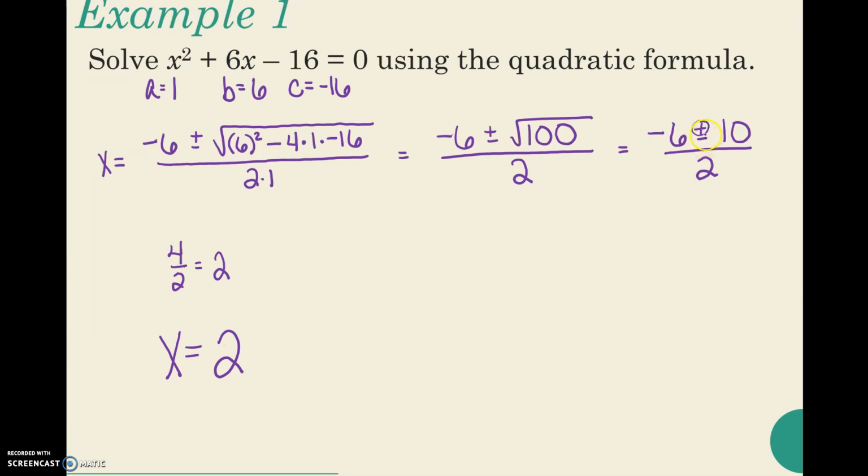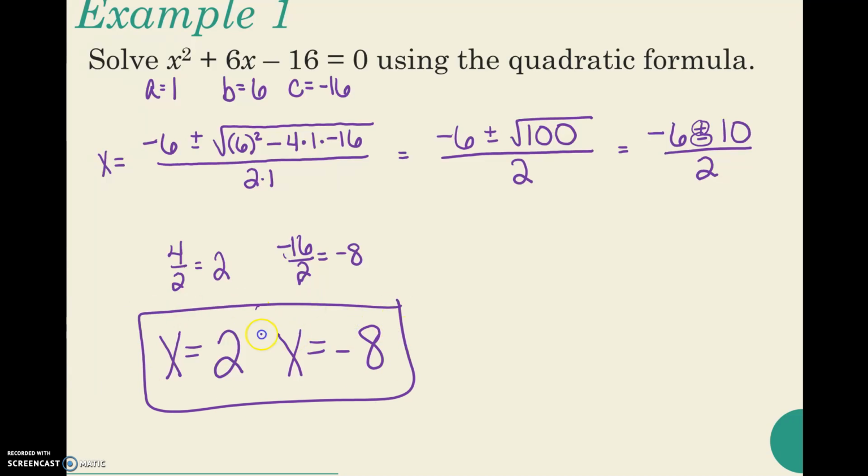Then we do the same problem using the subtraction. Negative 6 minus 10 is negative 16. Negative 16 divided by 2 is negative 8. Our two solutions are 2 and negative 8.